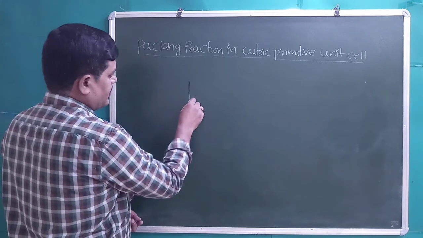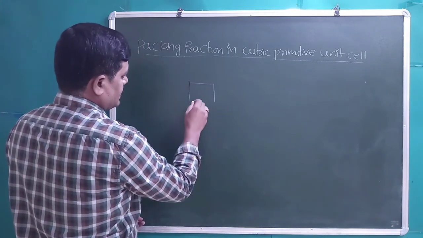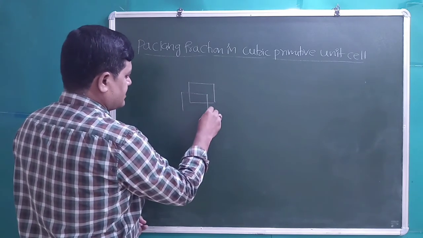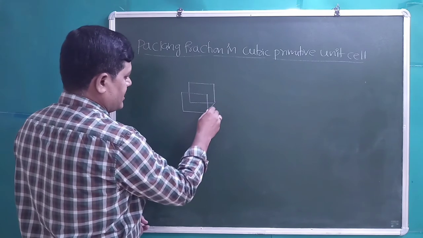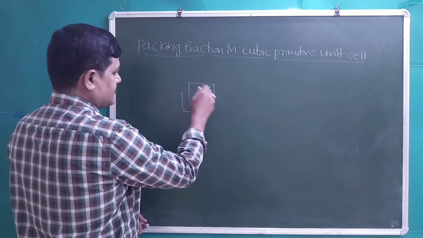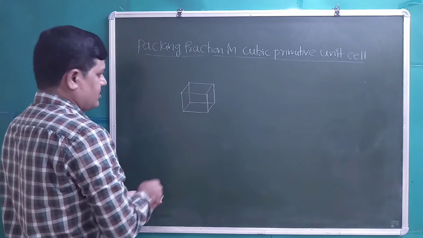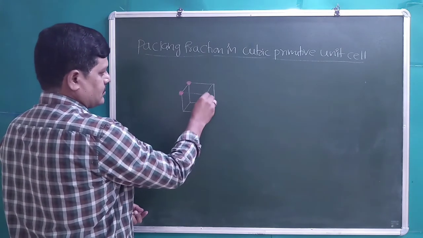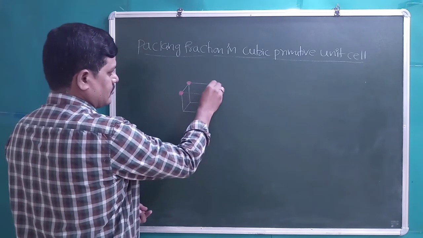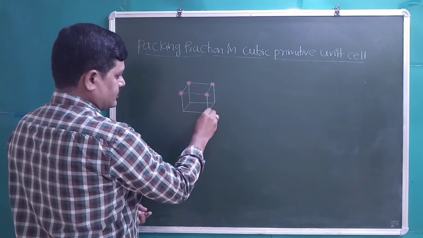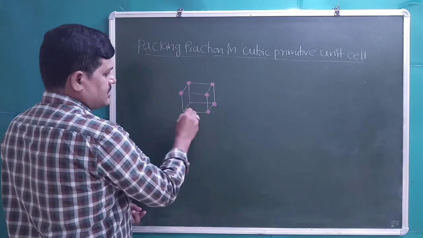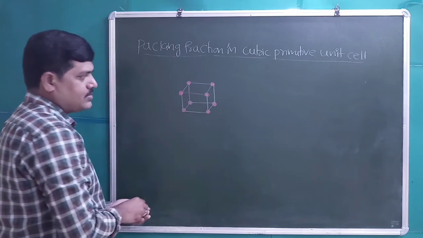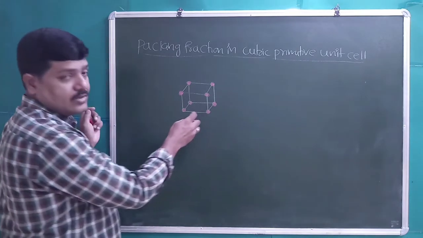In the cubic primitive unit cell, lattice points are present at corners. The 8 corners of the cube are occupied by 8 atoms, and atoms are touching each other along the edge.